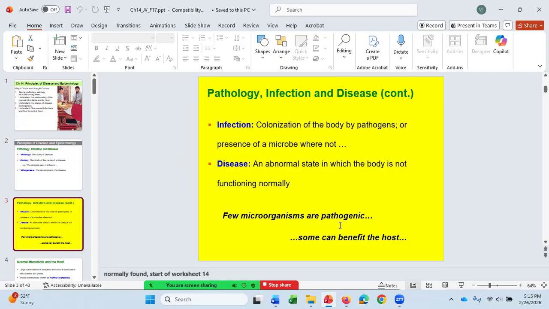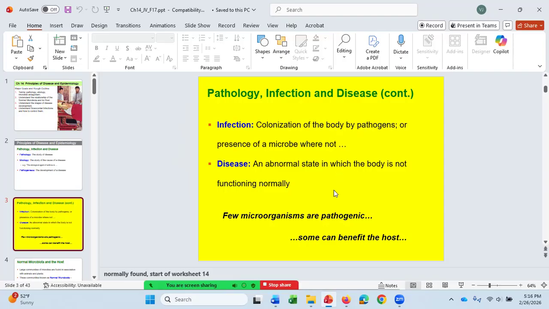Infection, colonization of the body by pathogens, or the presence of a microbe where it is not normally found. For example, all of us have E. coli in our gut, and that's the normal location for E. coli. But if it's in your inner ear or if it's in your lungs, it can cause disease because it's not normally found in your inner ear or in your lungs. Any question about any of that?